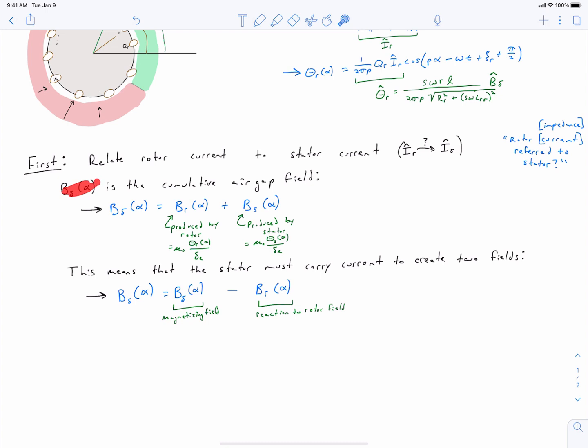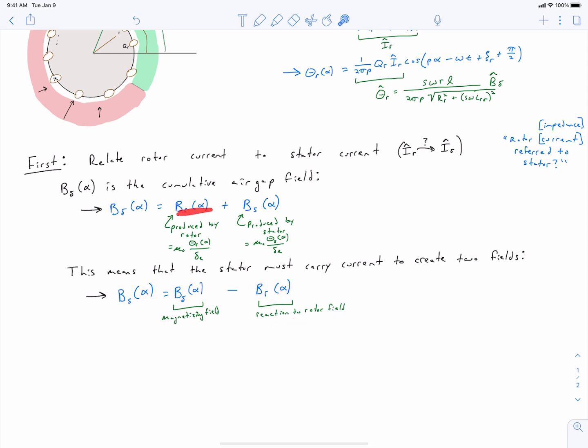And if B delta is actually our total air gap field, that means that our stator must be carrying current to create two fields. One component of current must be creating that total field, and a second component must be carrying current to create a reaction to the rotor field to cancel the rotor field out, right?